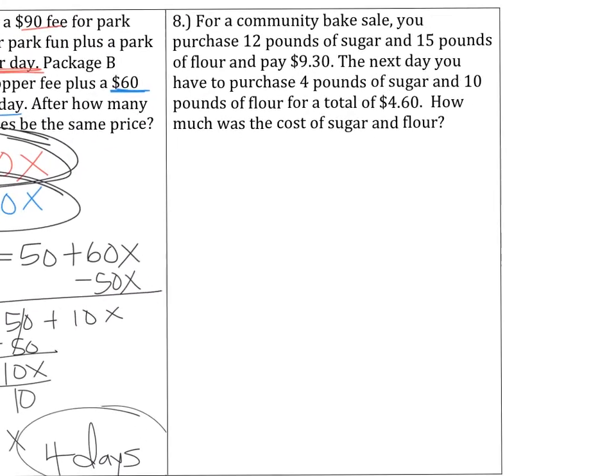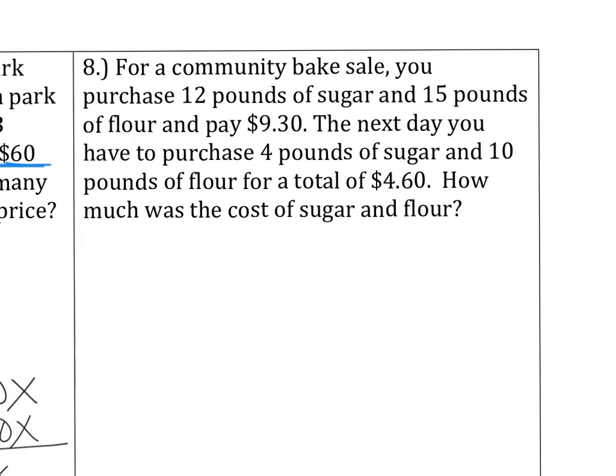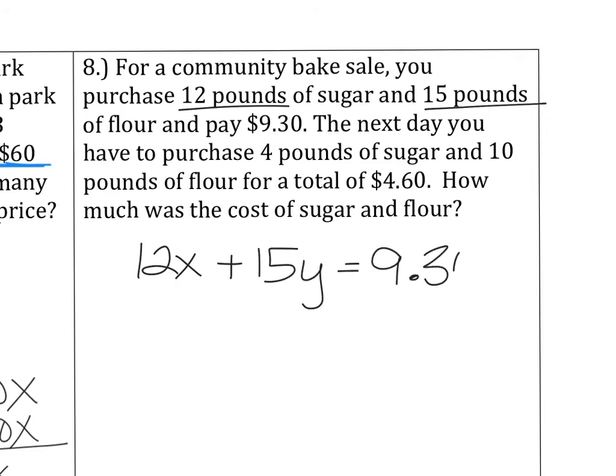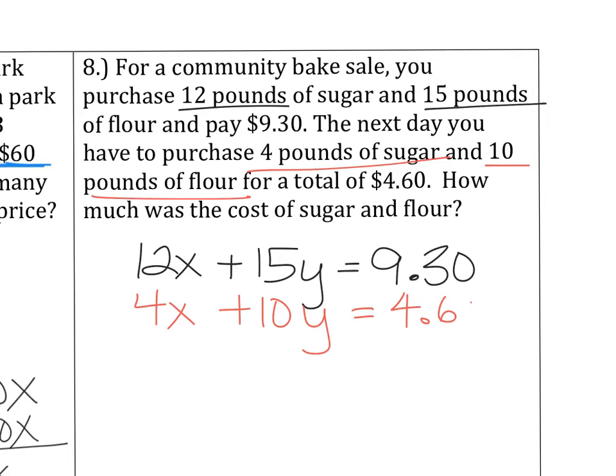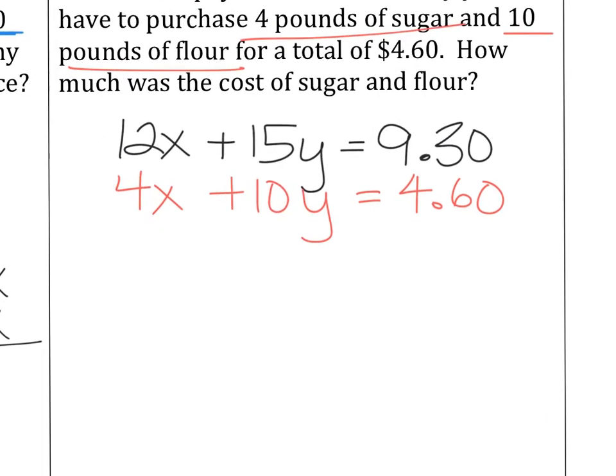Okay, one more. Okay, this one is an elimination question. It says 12 pounds of sugar and 15 pounds of flour. So 12x plus 15y came to $9.30. Okay, and then the other one says 4 pounds of sugar and 10 pounds of flour. So 4x plus 10y equals $4.60. Now, it says how much was the cost of sugar and the flour. So in this question, we do have to find both.